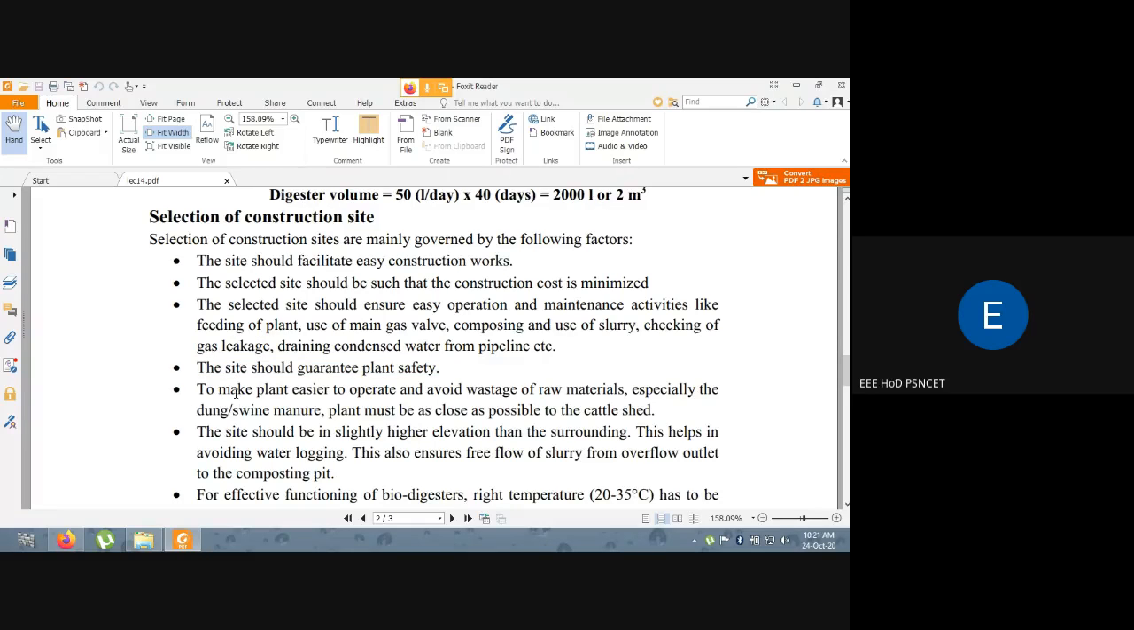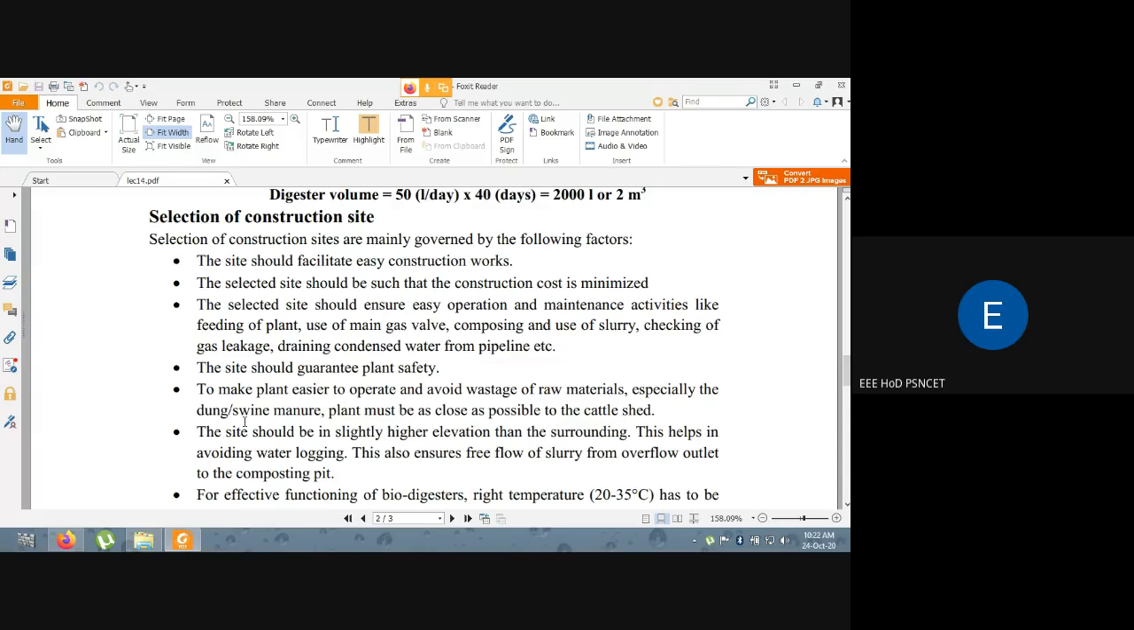Okay, then to make the plant easier to operate and avoid wastage of raw materials, especially this cow dung and swine manure. Swine manure means the pig waste. Pig waste is swine manure. The plant must be as close as possible to the cattle shed. Okay, so we should construct this biogas plant as near as possible to the availability of this cow dung or swine manure or plant waste.